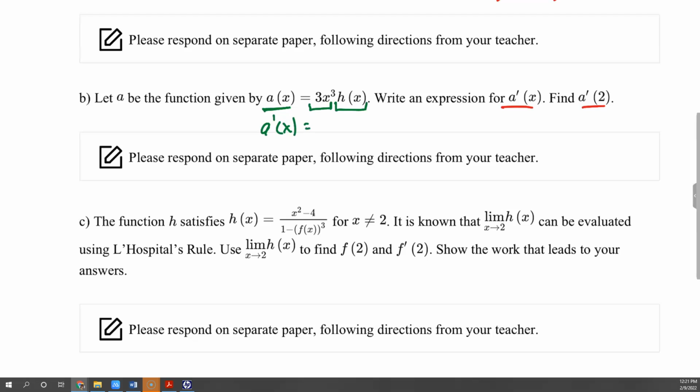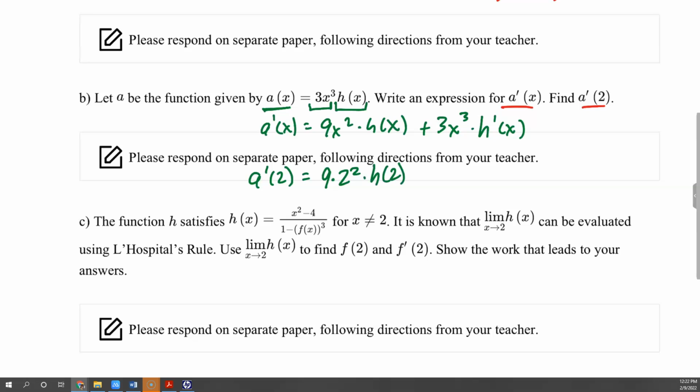A prime of x. Derivative of the first, 9x squared, times the second. Oh, wait, don't put 2 in yet. It just wants an expression. Derivative of the first times the second, and then the first times derivative of the second. This is great. So that's an expression for a prime. So now find a prime of 2. So now I'm just going to plug in 2. This one, I can actually plug in and get a value. This one says h of 2, but I feel like I did that earlier.